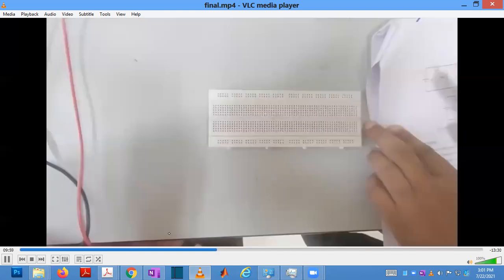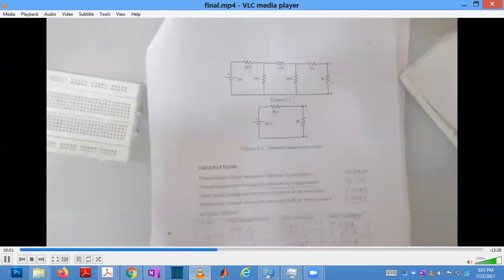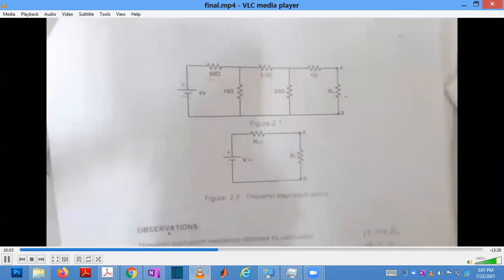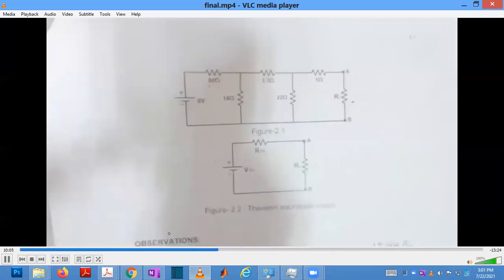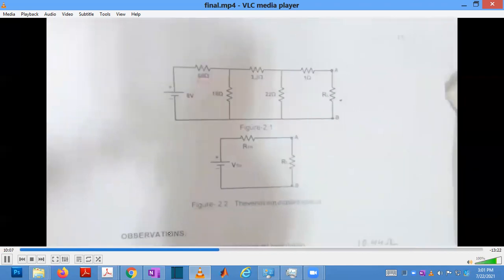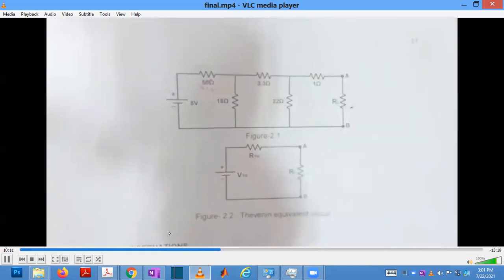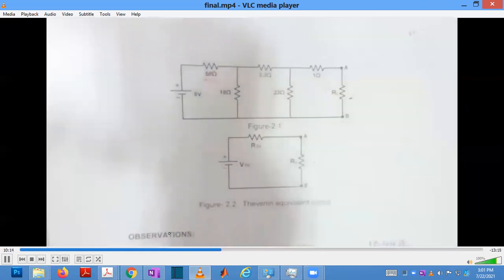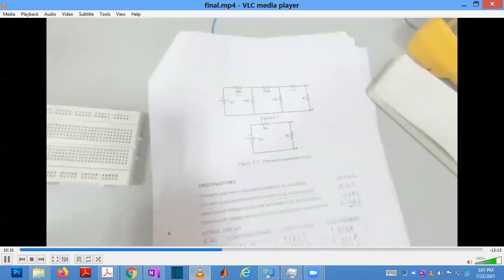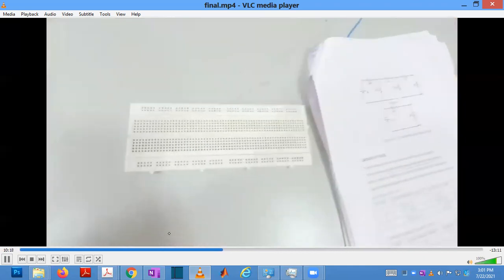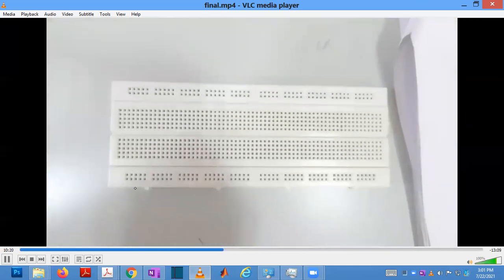Is it clear for you now? Now I will show you how to do it on the breadboard. I am taking resistors 47 ohm, 18, 3.3, 22, 1 ohm and 3 load resistances. I am going to connect these on the breadboard. The breadboard is this one.